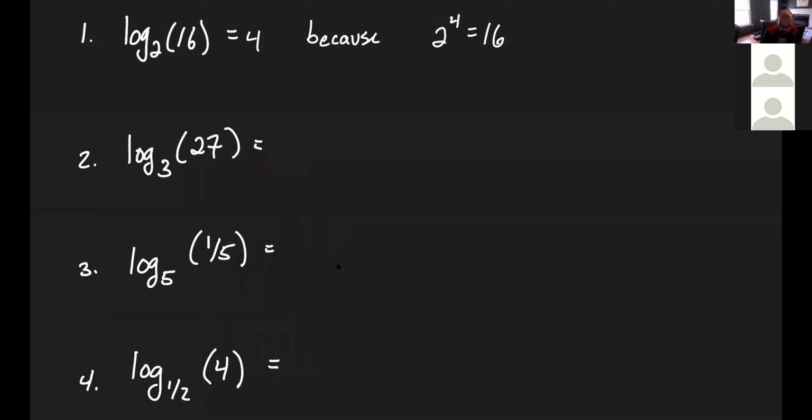Three. Yeah, three, right? So this one's gonna be three. Because when you think about it, you ask yourself, hey, what is the exponent? Three to what power is equal to 27? And the answer to that question is three, right? So this three and this three over here go together. So three cubed is 27.